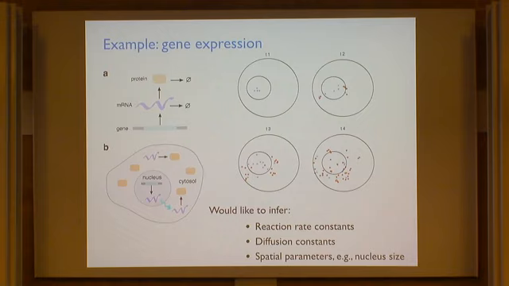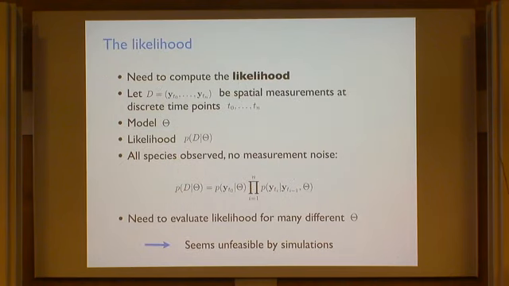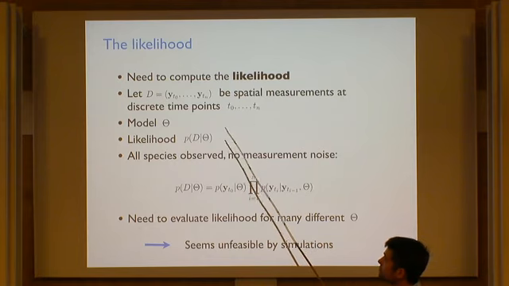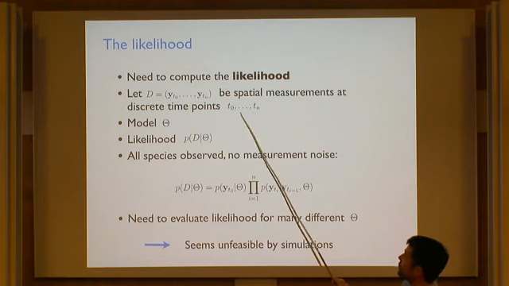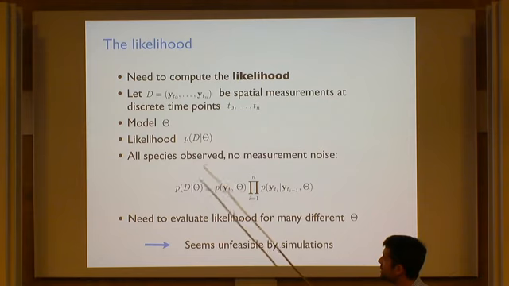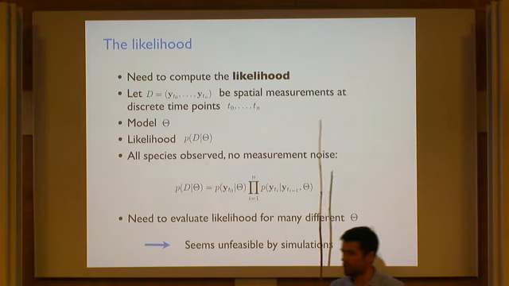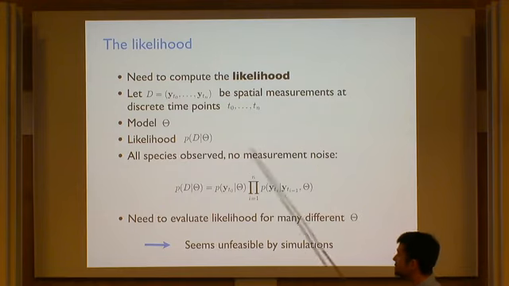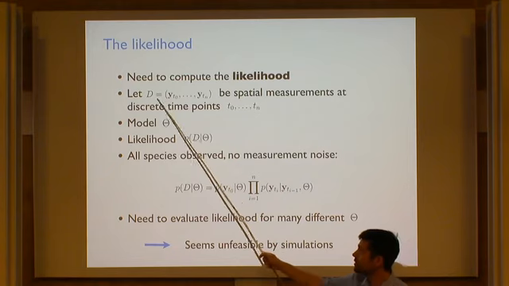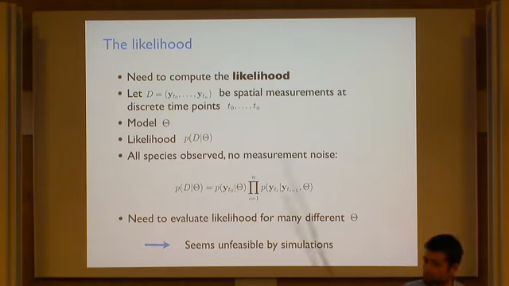Okay, how can we tackle the problem of inference? Well, the basic object that we would like to compute is the likelihood. So let me define the likelihood. Suppose we have some data of spatial measurements at some discrete time points, t0 to tn, and I call them model theta, so the reactions that can happen to species in the system and all the parameters. The likelihood is simply the probability to get this measurement given a certain model.